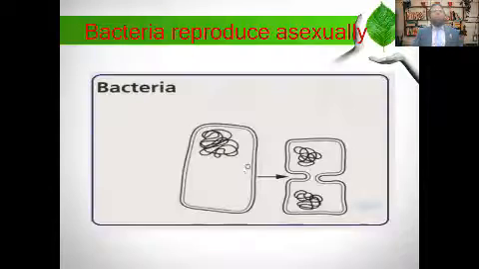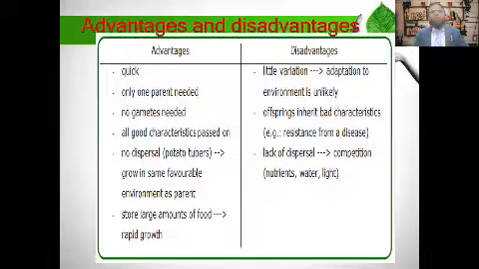And here you can see bacteria reproduce asexually. You can see here the bacteria, which is a unicellular organism. Firstly, its genetic material is divided, and secondly, the cell membrane and cytoplasm are divided. So in this way, one bacterium makes its own copy.